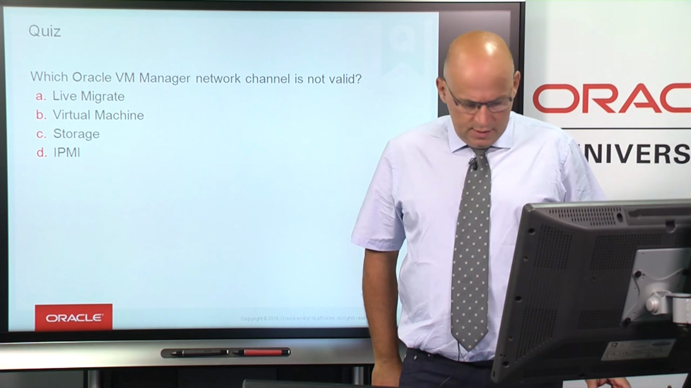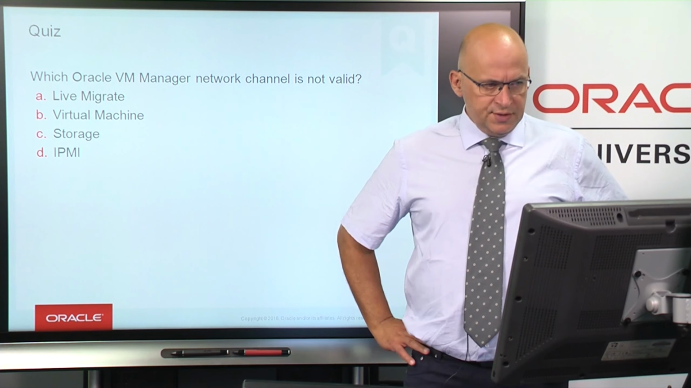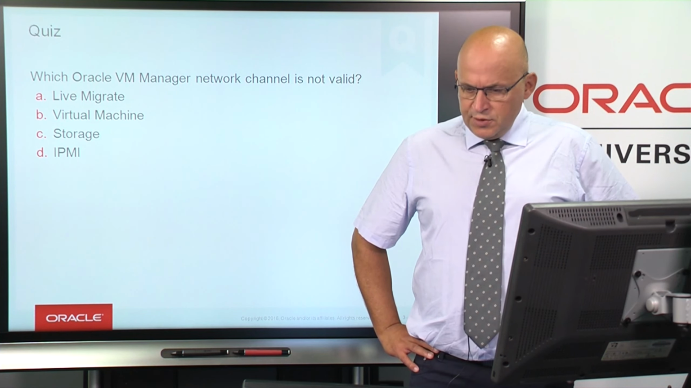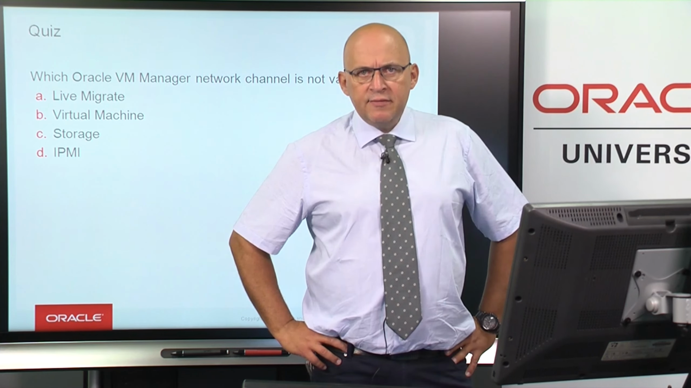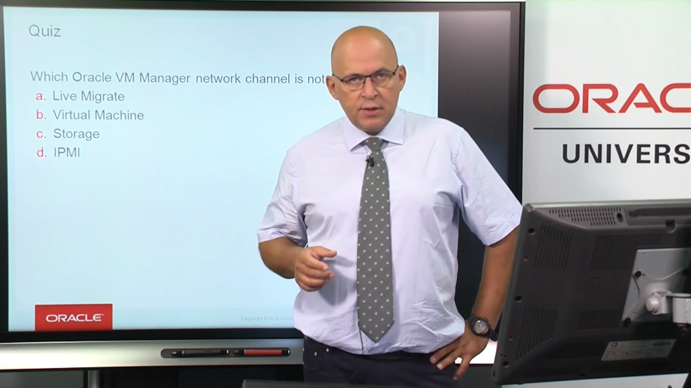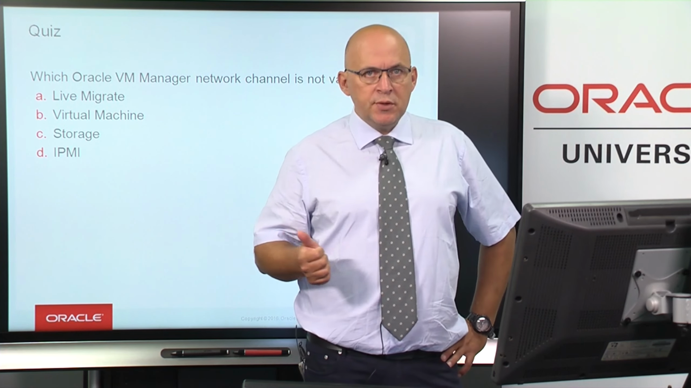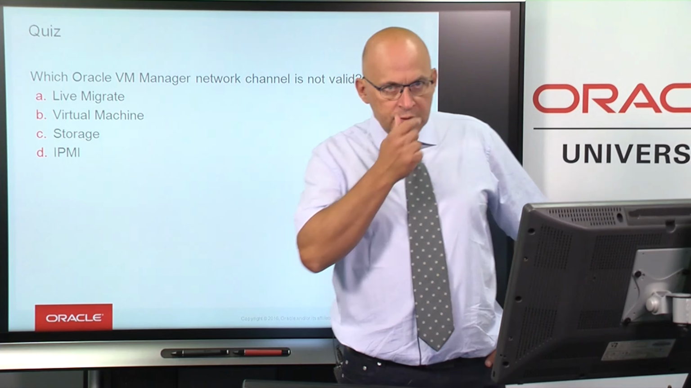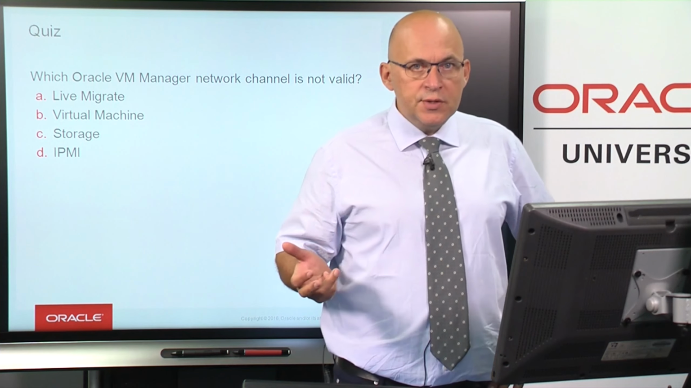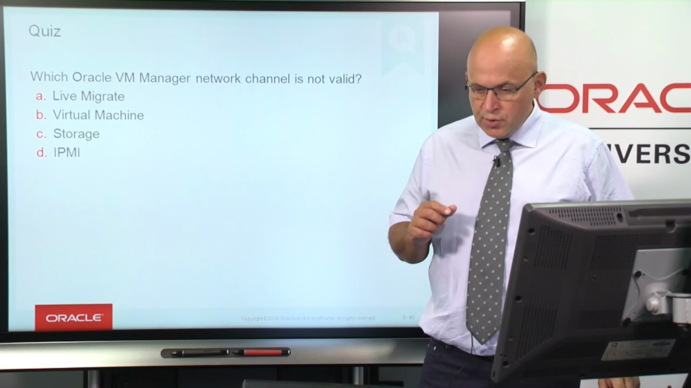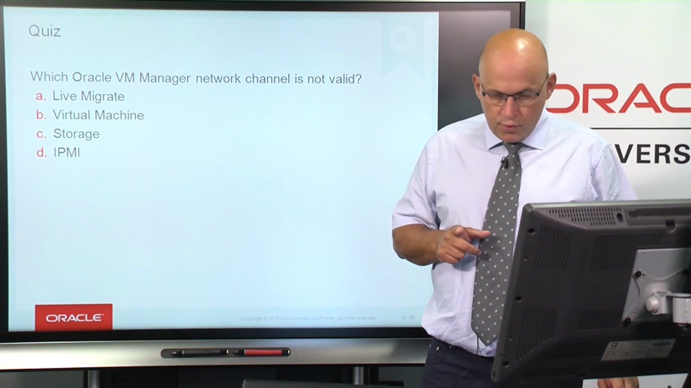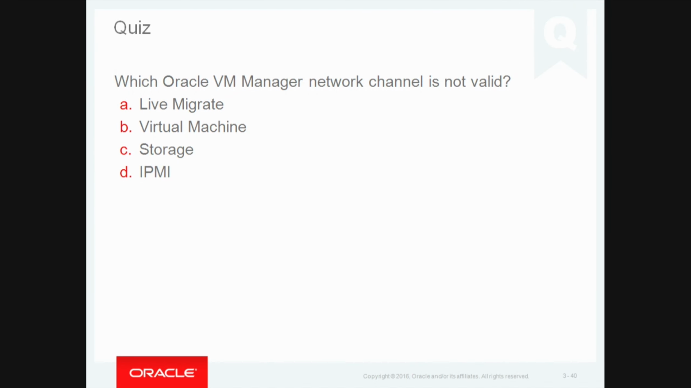So we have one last quiz, okay? Which Oracle VM Manager network channel is not valid? Live migrate, virtual machine, storage, EPMI. So if you recall, whenever we are creating networks, we have the management network, the live migration network, the heartbeat network, the virtual machine and storage, but the EPMI does not exist, so the correct choice for this answer, not valid network, is the EPMI.